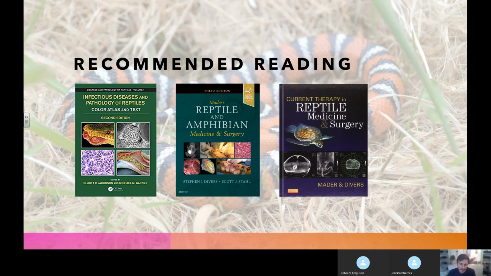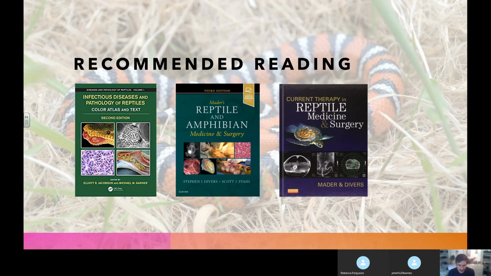If anybody is really interested in this and would like to read into this topic a bit further, I think these are probably the 3 books that I would recommend. As well as viral diseases, these are very comprehensive and go into lots of detail about lots of reptile and amphibian ailments and health conditions. The Infectious Diseases and Pathology of Reptiles by Jacobson is a very good book, a bit technical, but very interesting, very focused on infectious disease.